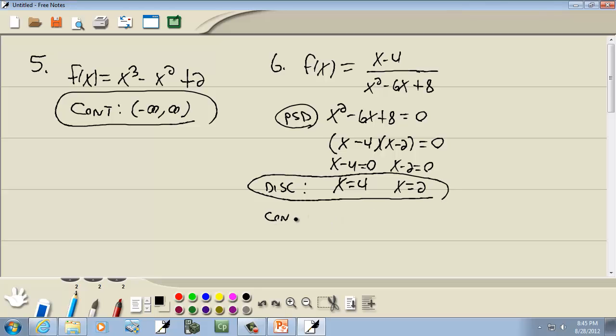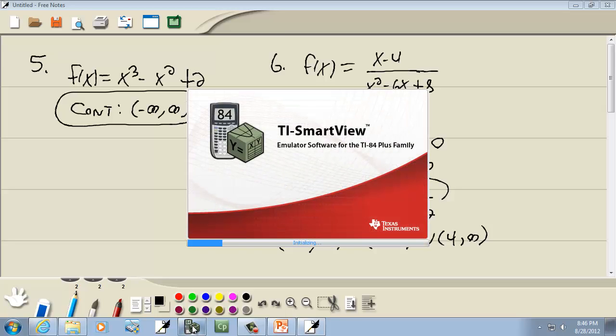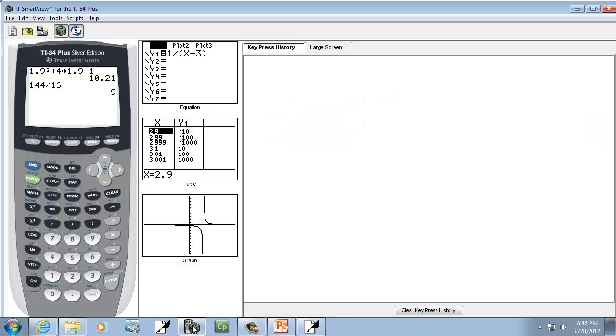Now to write where it's continuous, a couple different ways. You could write x cannot equal 4 and x cannot equal 2. Or you could put it in interval notation, going from negative infinity to 2, union, 2 to 4, union, 4 to positive infinity. And that'd be where it's continuous. Now let's take a look at the graph of this. And then I want to talk about why it's not a good thing to look at your graph to determine where it's discontinuous or continuous.